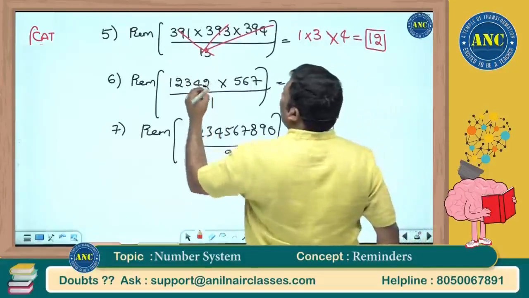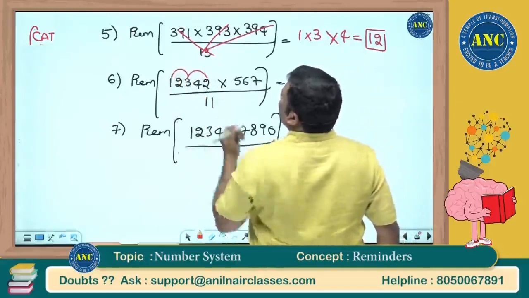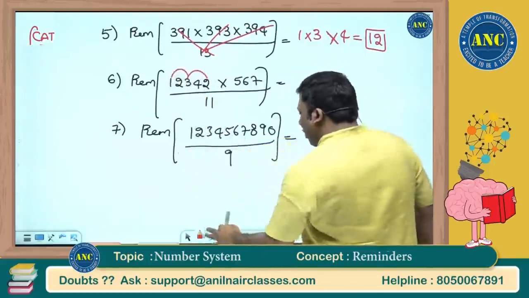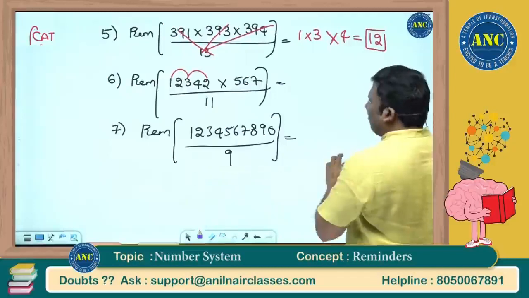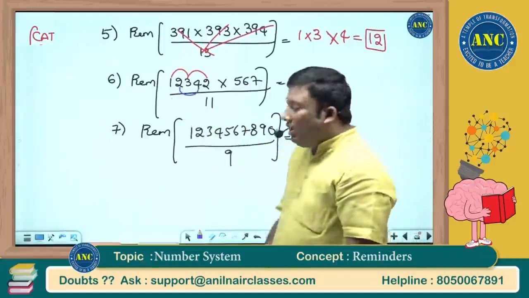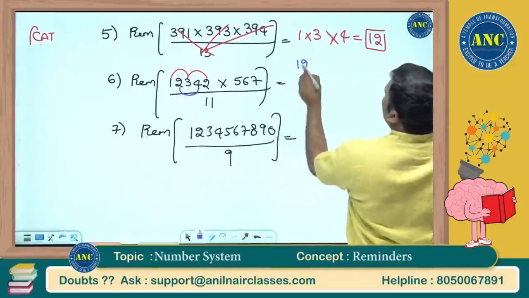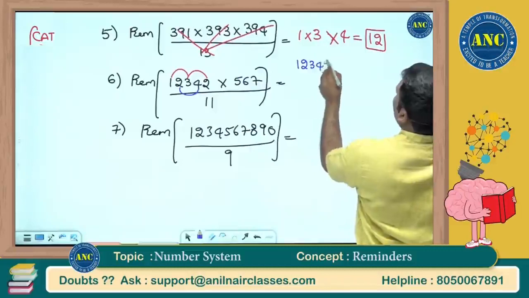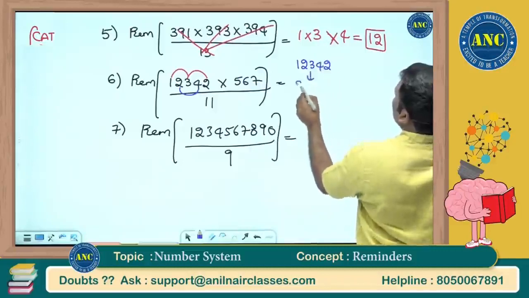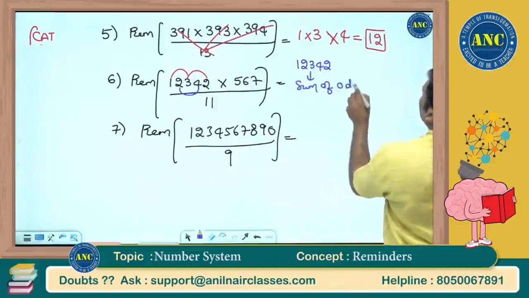Sixth question. If you see 1, 2, 3, 4, 2. Sum of the odd places: 1 plus 3 plus 2, it is nothing but 6. Sum of the even places. What is the sum of the even places? 2 plus 4, 6. That means 1, 2, 3, 4, 2, sum of the odd places.